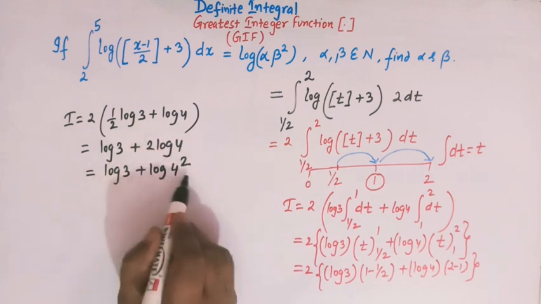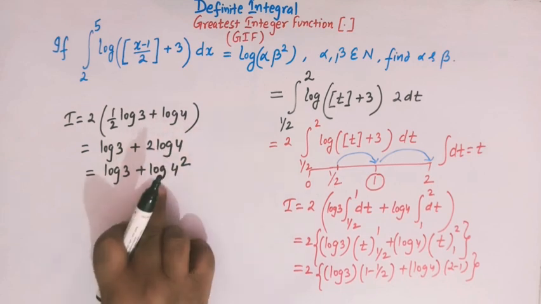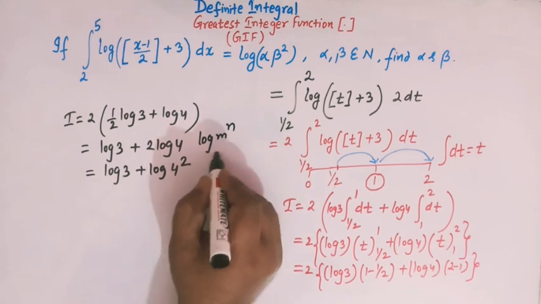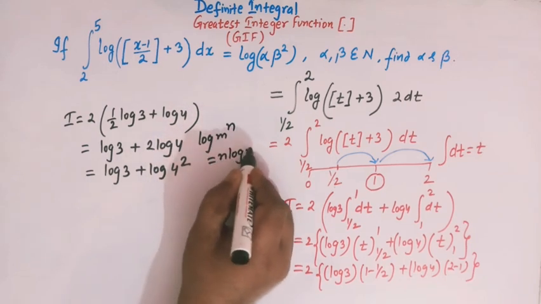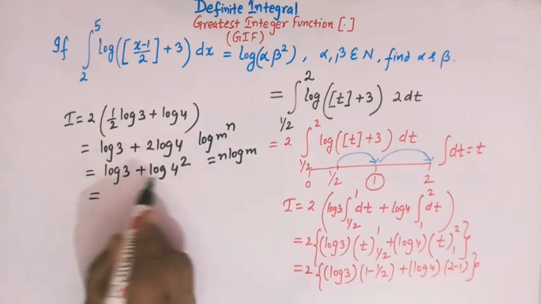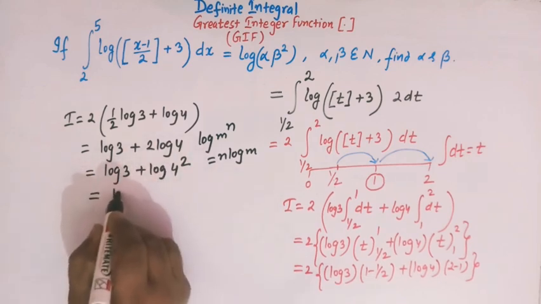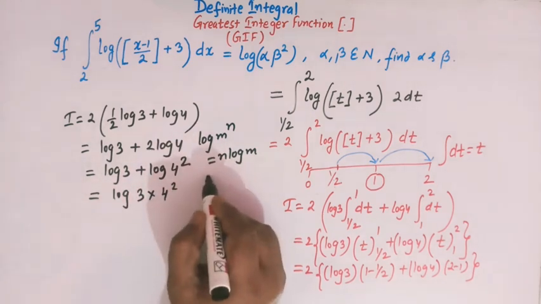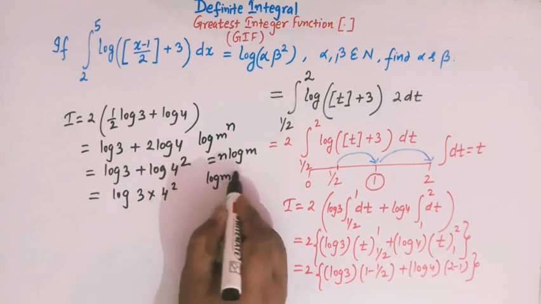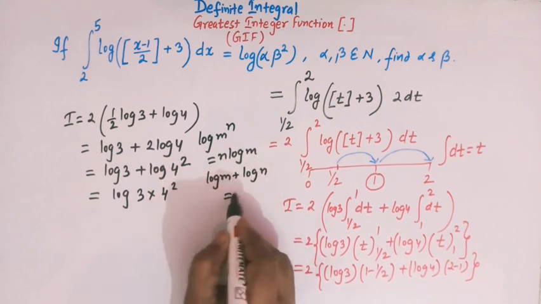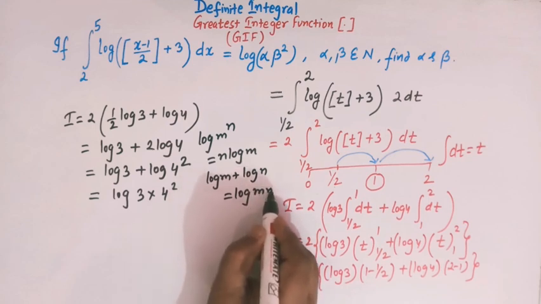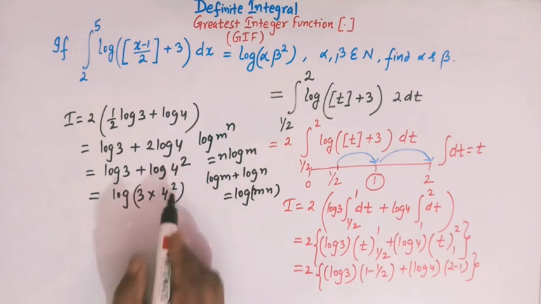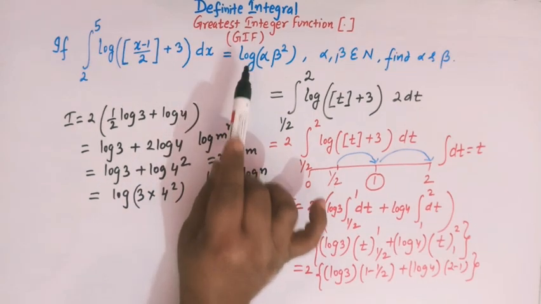And here we have written this expression because we know that log of m raised to n is equal to n log m. And these two terms can be combined, so we can write log of 3 times 4 square, because log of m plus log of n is equal to log of m times n. So now we have a log of 3 times 4 square.